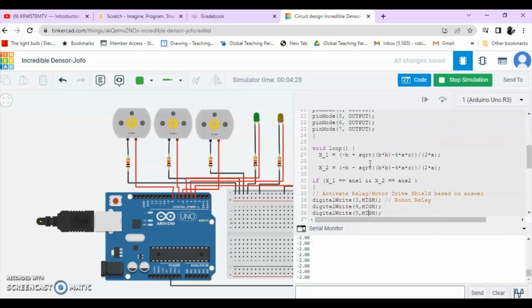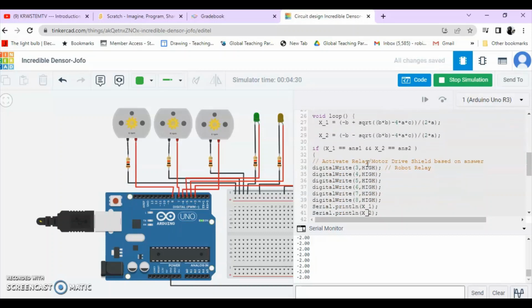So in the void loop, which will occur over and over, I have my algorithm. So here x1 is equal to -b plus the square root of b squared, that is b times b, minus 4ac, and that's all divided by 2a. And then the next root of my quadratic will be x2, which is equal to -b minus the square root of b squared, and that's what b times b means, minus 4ac, all over 2a. So this is the algorithm that the computer will use to calculate the quadratic formula.